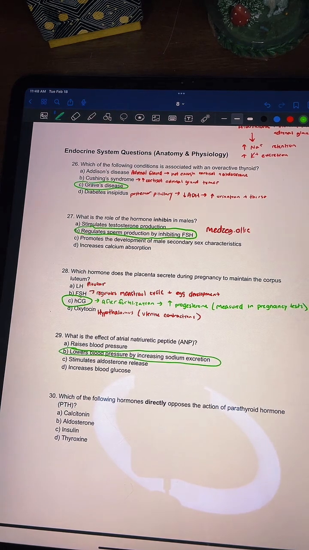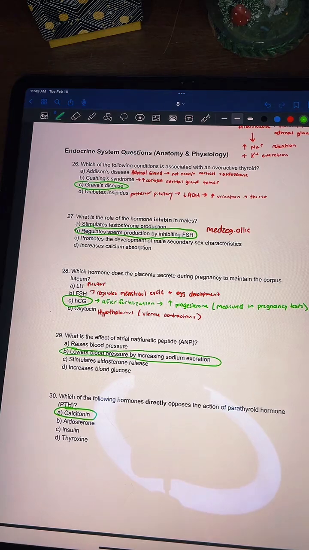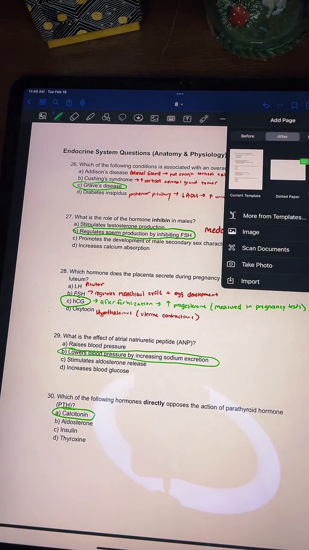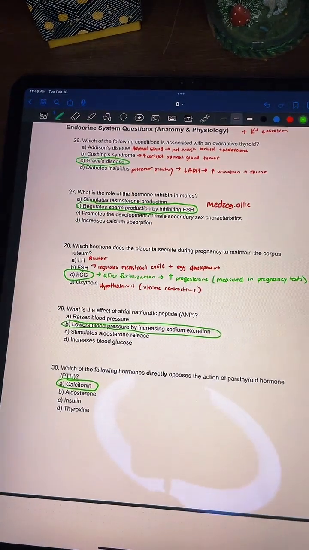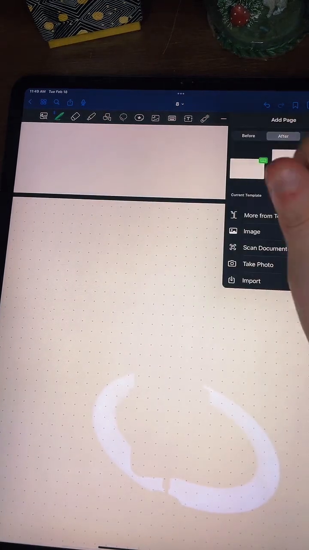But the answer is A. You guys are all correct. We went over that a little earlier, in a way. But anyway, those are all the questions I had.